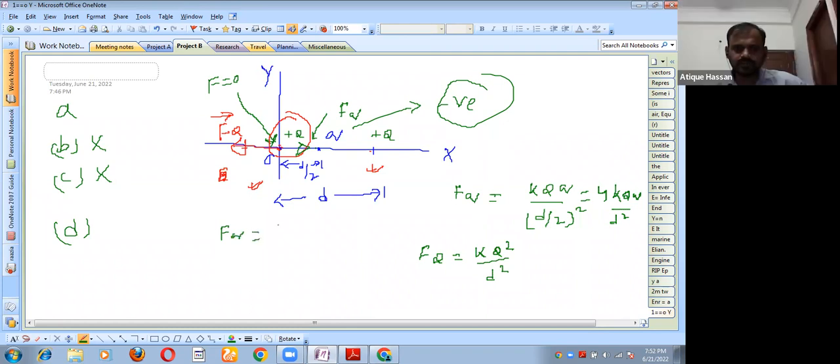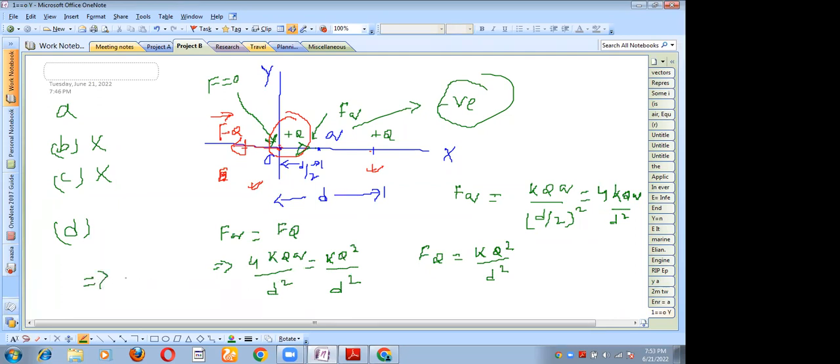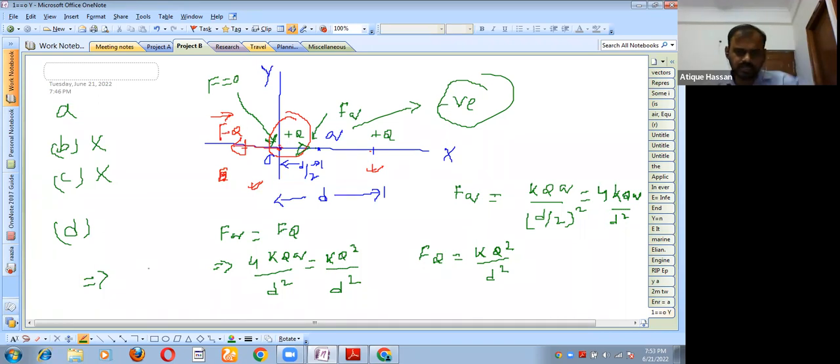To balance the force, F on q should be equal to the force on capital Q. Putting the values, 4K Q q upon d square should be equal to K Q square upon d square, right? So from here, K upon d square will be cancelled out. We will get q equal to capital Q by 4. Obviously, it should be negative sign, negative we have already decided. So the magnitude should be Q by 4.